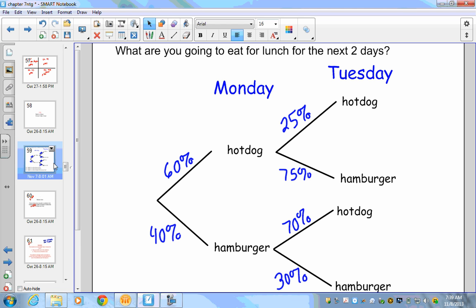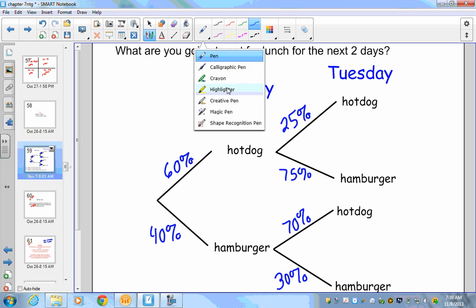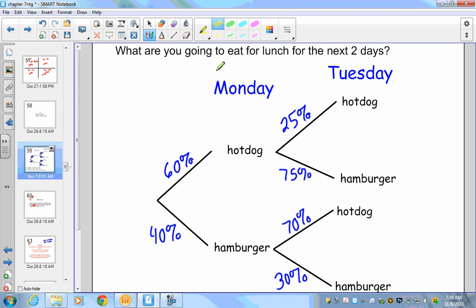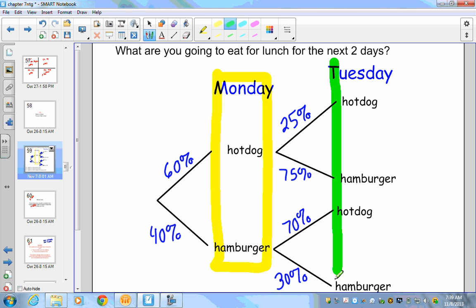What you're looking at right now is a probability tree where you have a choice of eating a hot dog or hamburger for the days of Monday and Tuesday. Now let's just make sure we can understand what's being displayed here. All your choices for Monday are written right here. So these are all your Monday choices and these are all your Tuesday choices. Okay. Now making sure that you guys can read this, we're going to have a couple of simple little questions.